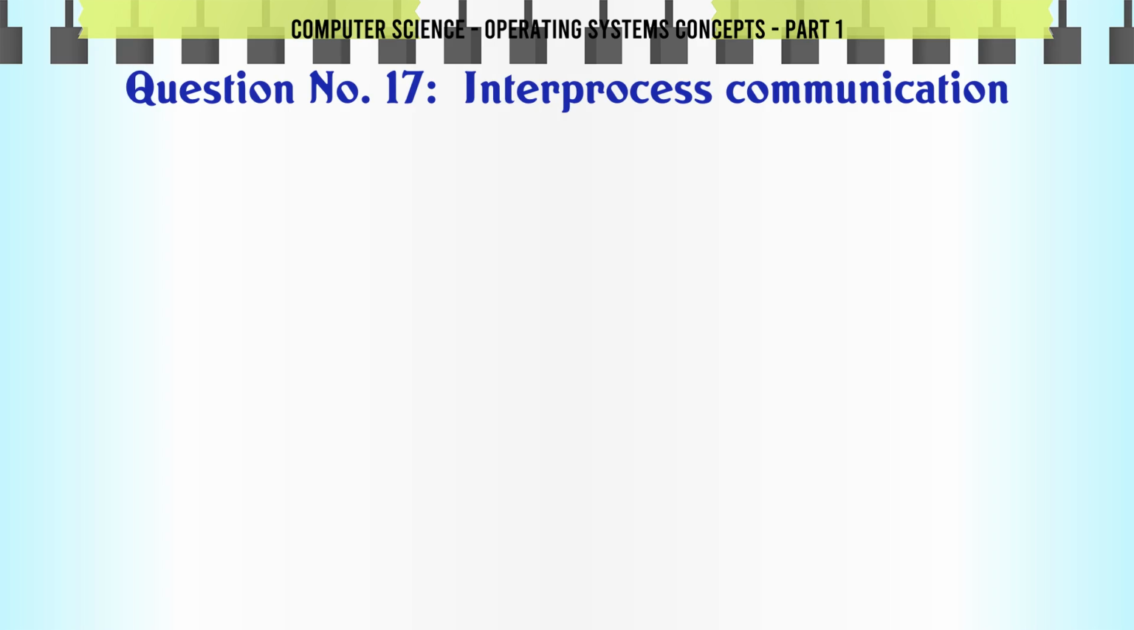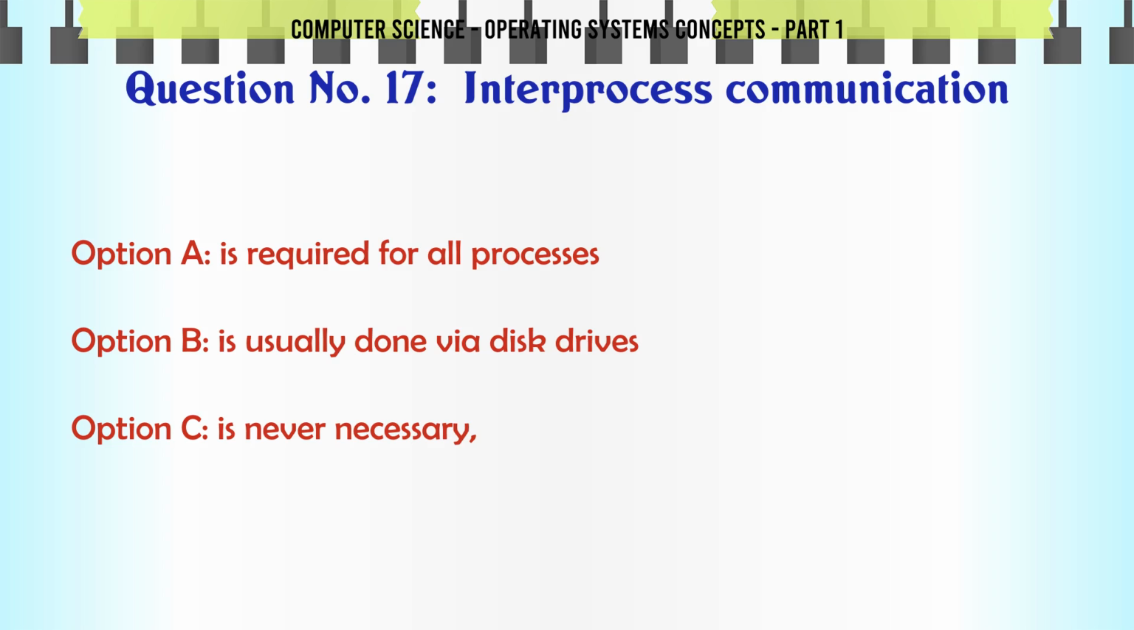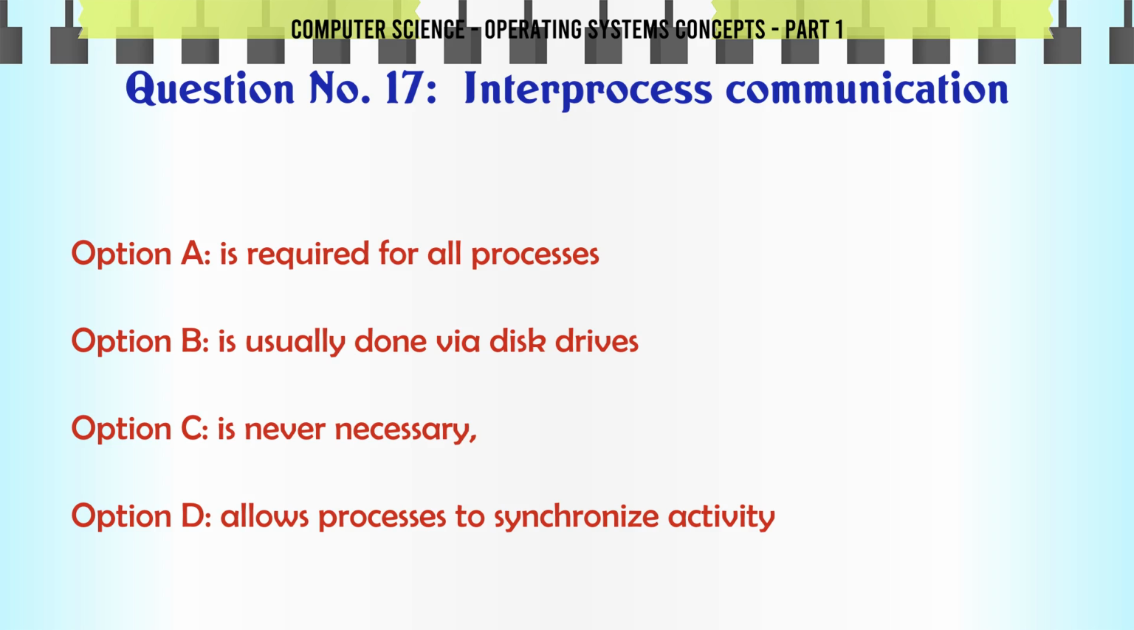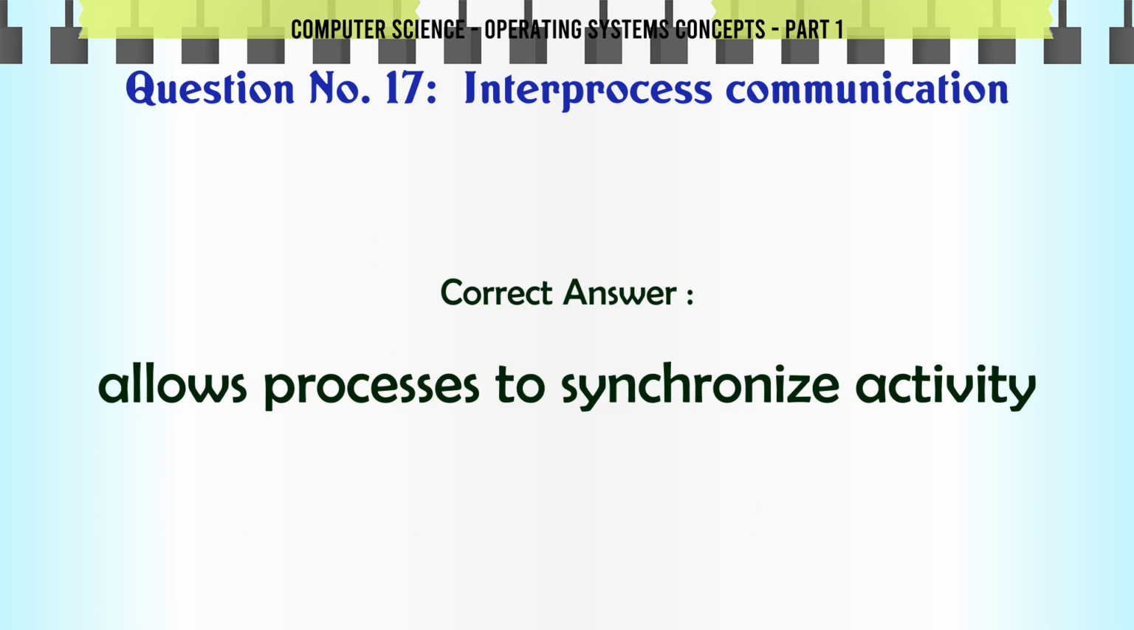Interprocess communication. A. Is required for all processes. B. Is usually done via disk drives. C. Is never necessary. D. Allows processes to synchronize activity. The correct answer is allows processes to synchronize activity.